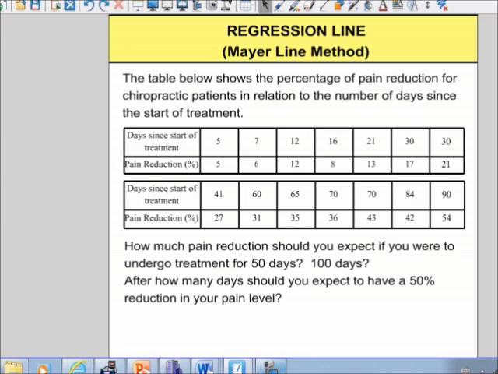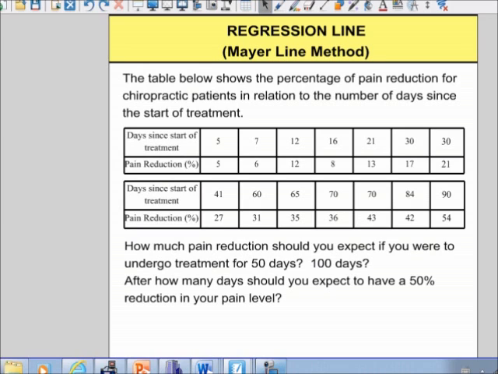Alright, so our table below shows the percentage of pain reduction for chiropractic patients in relation to the number of days since the start of treatment. And then we're asking how much pain reduction do you expect if you were to undergo treatment for 50 days or 100 days, and how long would it take you to expect to have 50% reduction in pain level. So this makes sense.